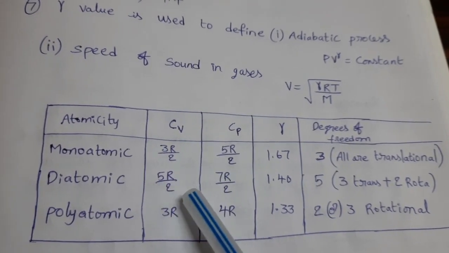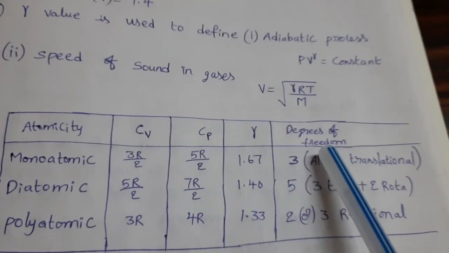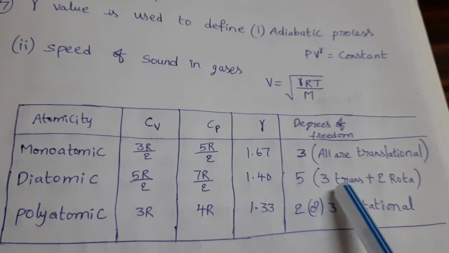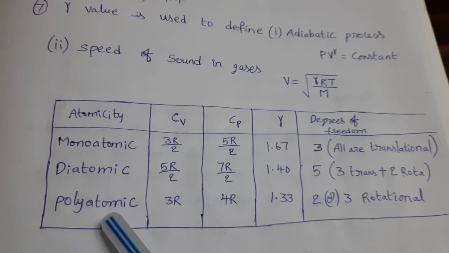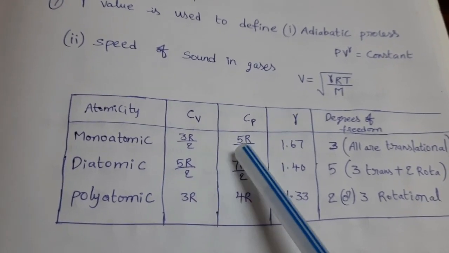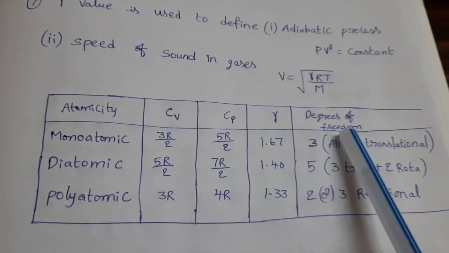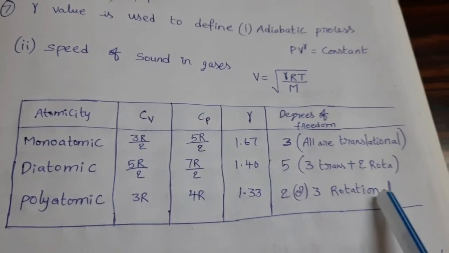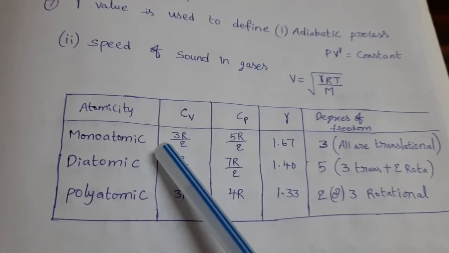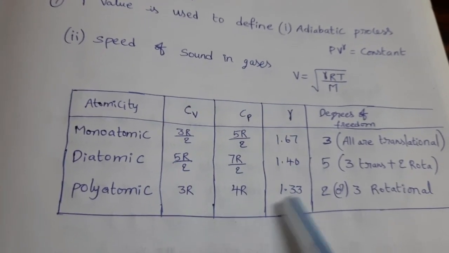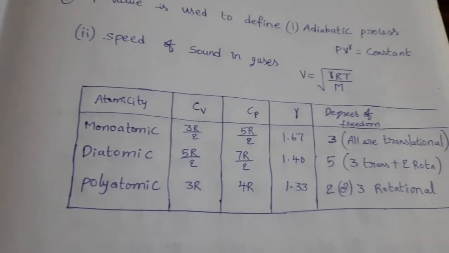Diatomic Cv 5R by 2, Cp 7R by 2, gamma 1.40. Degrees of freedom 5, in that 3 translational, 2 rotational degrees of freedom. Last one, polyatomic, Cv 3R, Cp 4R, gamma 1.33, degrees of freedom 2 or 3 rotational degrees of freedom. We have to remember these Cv, Cp values for monoatomic, diatomic and polyatomic. Based upon this, we can get the atomicity of the gas. That's why we should remember.